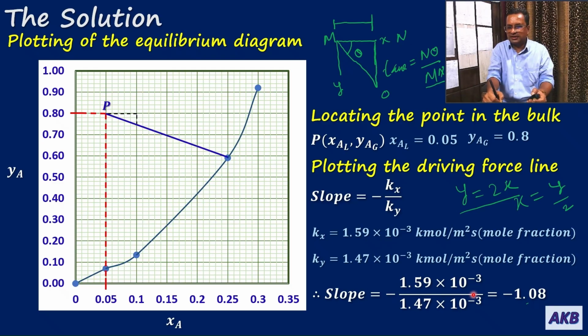So I hope it is clear to you how to plot the operating line, the driving force line of the desired slope. Please note that since we have used different scale on x and y axes, we are using this approach to plot the operating line. So I hope the concept is clear to you. If you have any doubts, please mention that in the comment section. Let us move ahead.